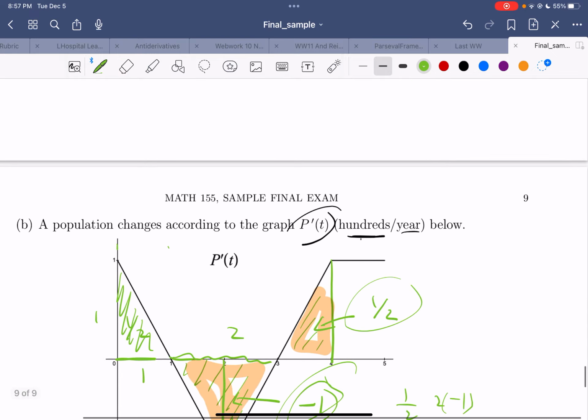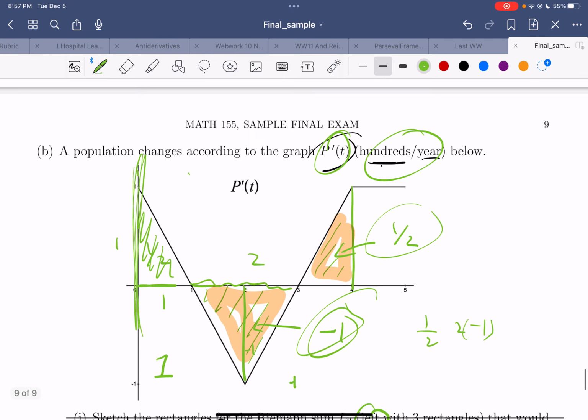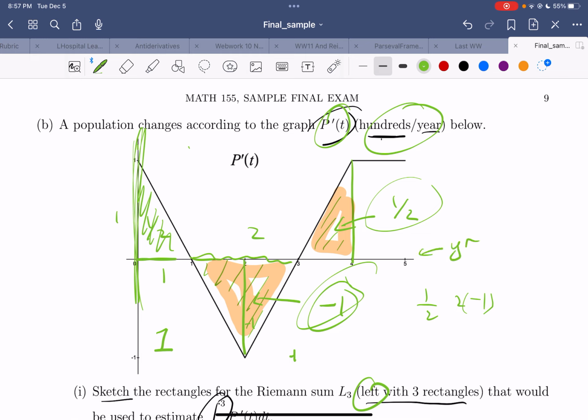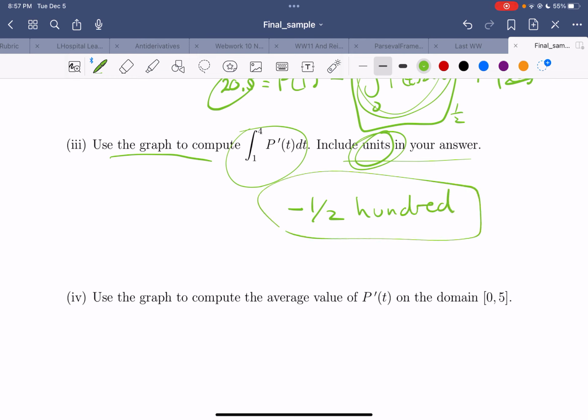Okay, we need to include units. So p prime of t, that's the y-axis. The y-axis units are hundreds per year. The x-axis, it's implicit, but implicitly these are in years. The units of area are the units of y times the units of x, which kind of makes sense. That's how it works in real life. If you have centimeters here and you have feet over here, the area of this rug is a centimeter foot. X units times y units. Okay, so this is 100. And then, that works.